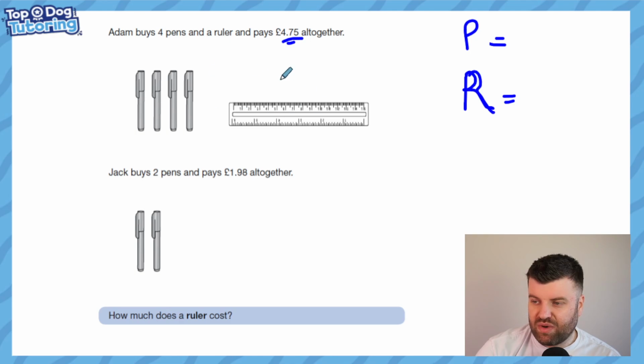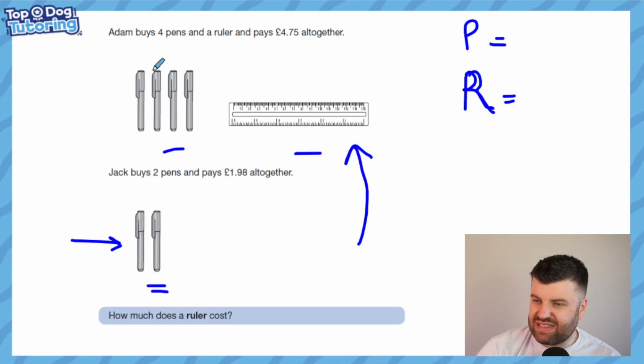There's no point trying to work this out at the top yet because we simply would not know. We'd be guessing. However, let's look at the second sentence. Jack buys 2 pens and pays £1.98. This is just pens. There's not 2 unknowns anymore. There's just 1, which is the price of a pen, which is the same for each pen. How much does a ruler cost? Well, I just can't work it out.